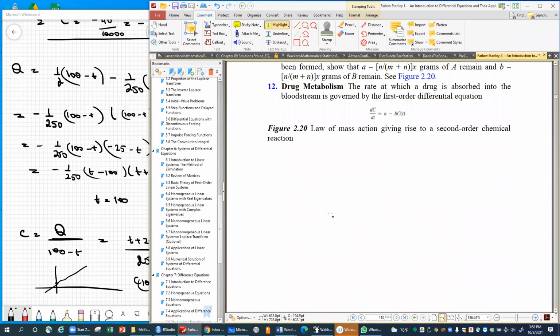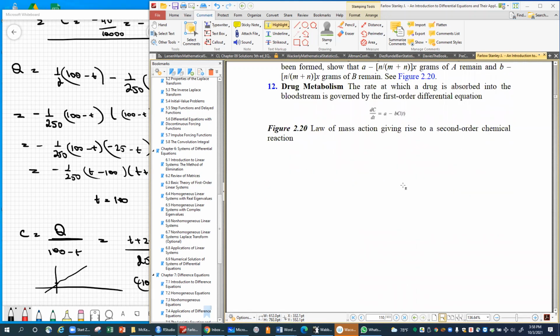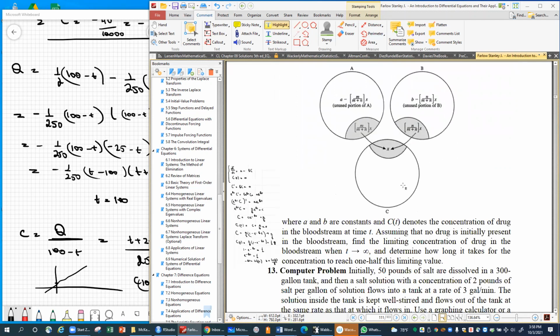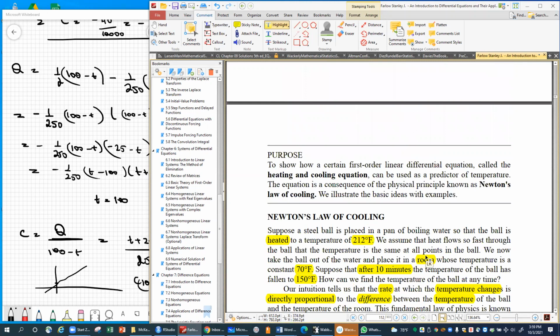What's that? Drug, oh, that's interesting. There is a drug metabolism problem. The rate at which drug is absorbed into the bloodstream is governed by this first order linear equation, C of t. And when we solve it, if there is initially no drug, you get this dependence. There are some interesting things you can do here. So that's that.